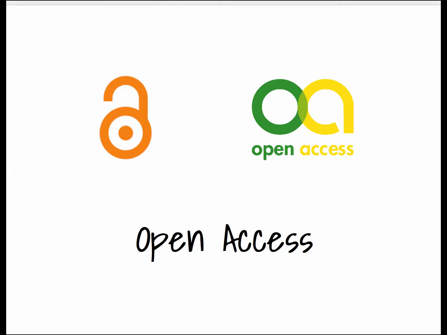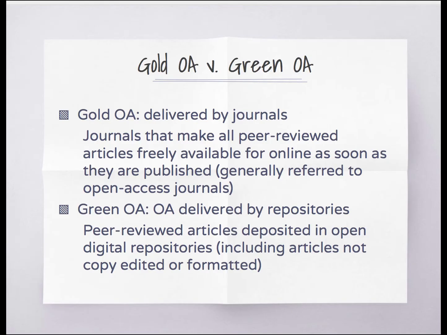There are actually two types of open access content. There is gold open access and green open access. Gold open access is delivered by journals that make all peer-reviewed articles freely available online as soon as they're published, generally referred to as open access journals. Green open access is open access delivered by repositories, or peer-reviewed articles deposited in open digital repositories, including articles not copy-edited or formatted.